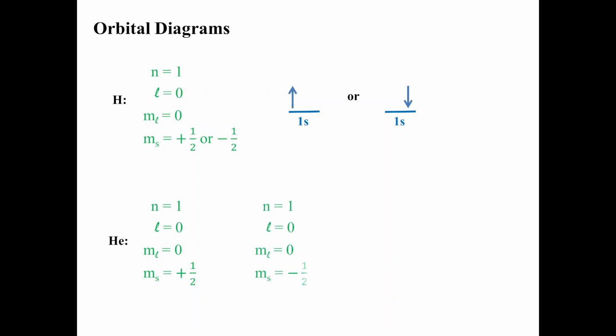And then for our second electron, it'd be the exact same thing, but now our spin would be down. And so this would be best represented with an orbital diagram that would say 1s with a spin up and a spin down. So this is the orbital diagram of helium.